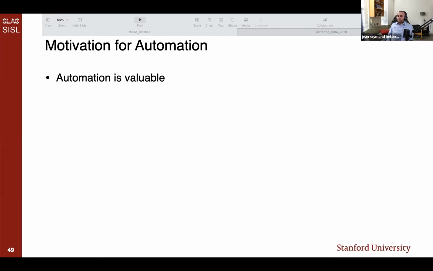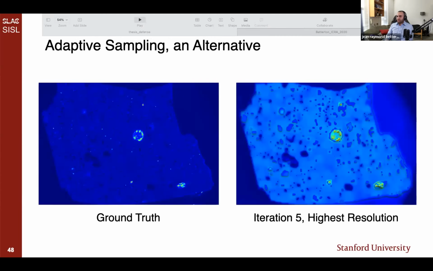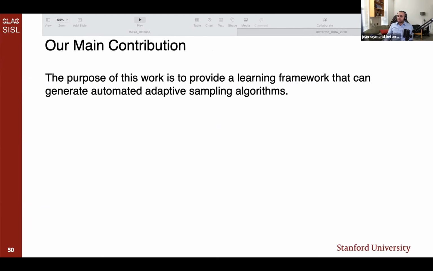So again, it's important to be able to automate these adaptive experiments. There is a notion that you could do this manually, but it's difficult and time consuming, and it's not clear what's optimal. So we would really like to automate this process as much as possible. So the purpose of this work is to provide a learning framework that can generate automated adaptive sampling algorithms.